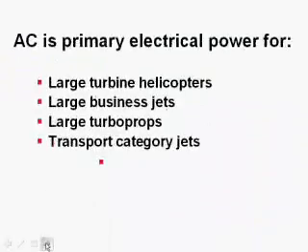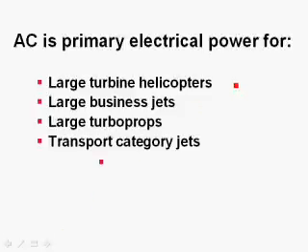Where do you find alternating current powering the majority of the systems on the aircraft? That is, what's the primary power system? What aircraft have primarily alternating current? Well, instead of small turboprops, small turbine helicopters, and small business jets, we have large turbine helicopters, large turboprops, large business jets, and then on top of that, transport category jets like a 737, a Boeing, or an Airbus A320. Those are a couple of examples of transport category jets.